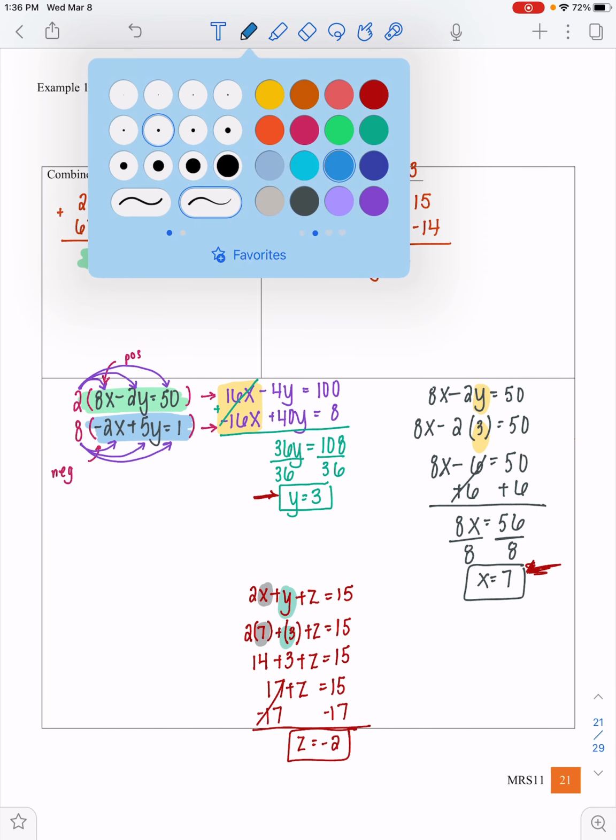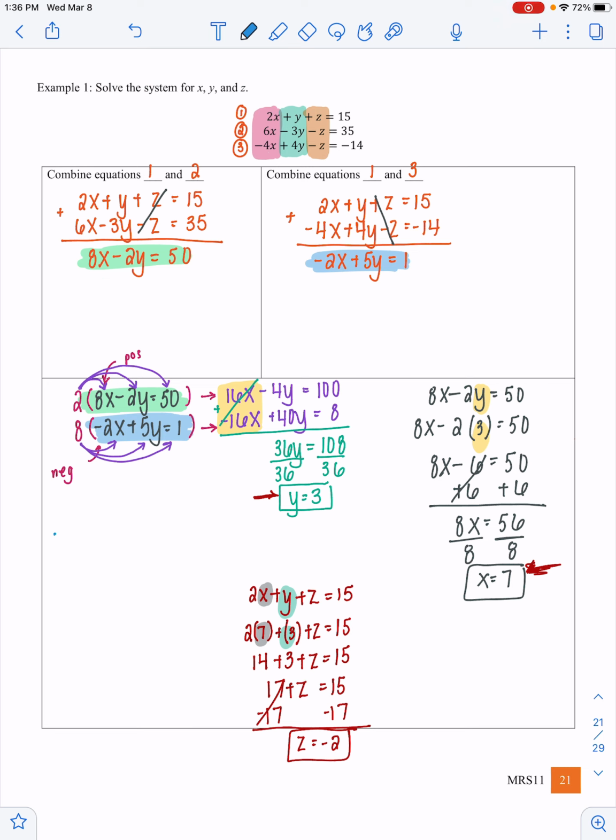Let's rewrite our final answer. I'm going to show you guys 2 different ways that I will accept your final answer. One is to write it all out. X equals 7, y equals 3, and z equals -2, meaning these are the 3 numbers that make all 3 equations work. The other way is to write it as a coordinate point.